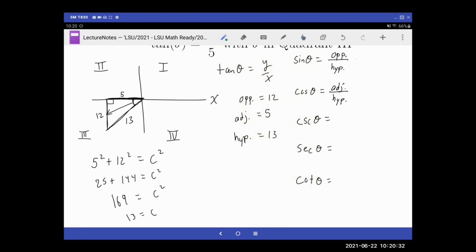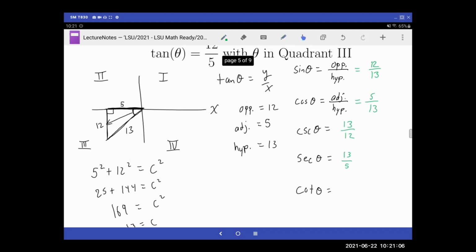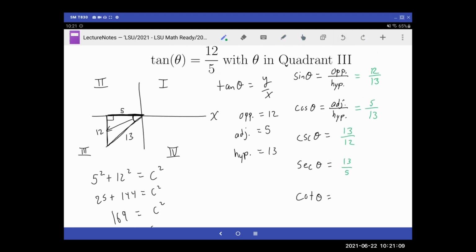So for sine, we have opposite over the hypotenuse. For cosine, we have adjacent over hypotenuse. Cosecant is the reciprocal of sine, so flip 12 over 13 over. Secant is the reciprocal of cosine, so 5 over 13 flipped over. And then cotangent would be tangent flipped over, and tangent was given to us in the original problem here. 12 over 5, so we'll flip that over to 5 over 12.